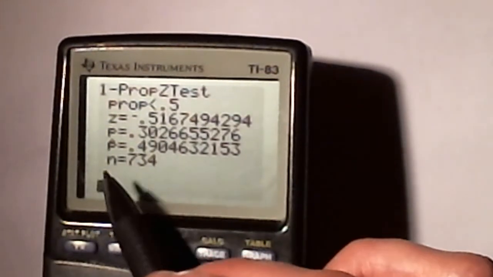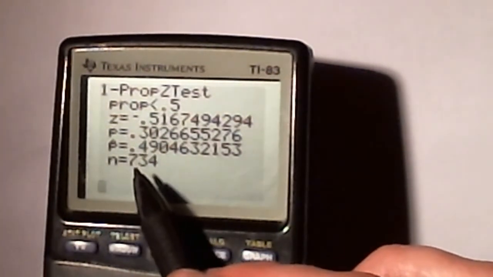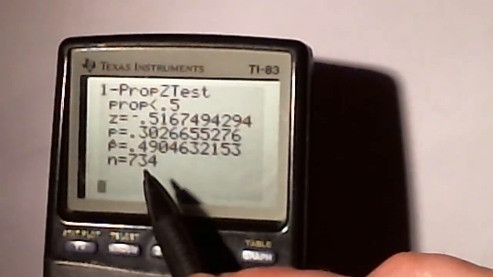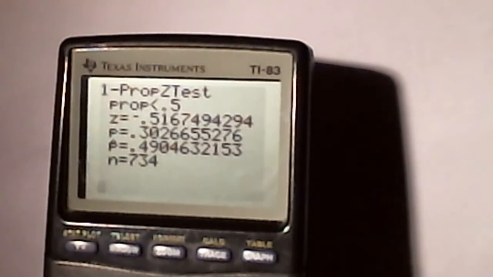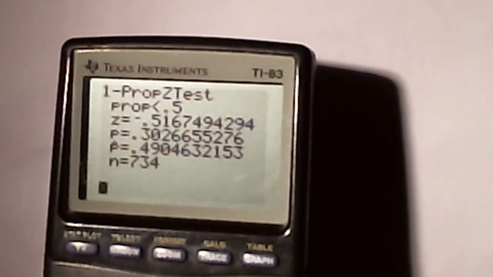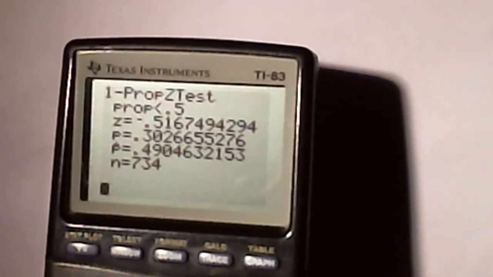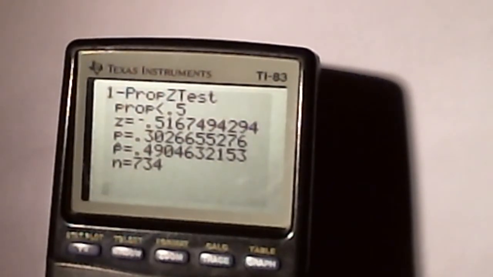You can again see P hat is your sample proportion, which is 0.490, and that's what we computed when we did the problem manually. So this concludes a lower tail hypothesis test for a population proportion using the p-value method on the calculator.